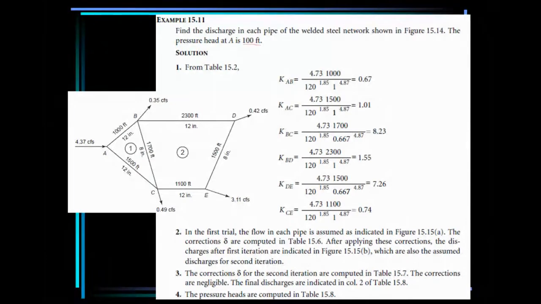We are given this is the total inflow into the system, into the distribution network. 4.35 cubic feet per second is our total Q, okay, into the system. This Q can be the supply from a storage reservoir or direct pumping from a water distribution plant, okay. And we are given the pressure head at node A to be 100 feet, which is the piezometric head, or the hydraulic head, at A.